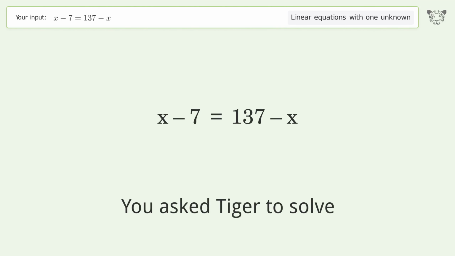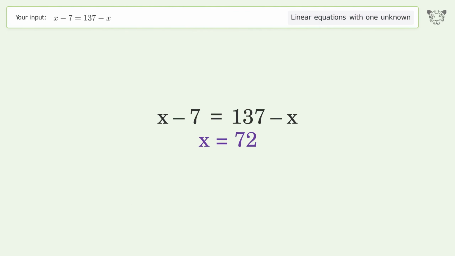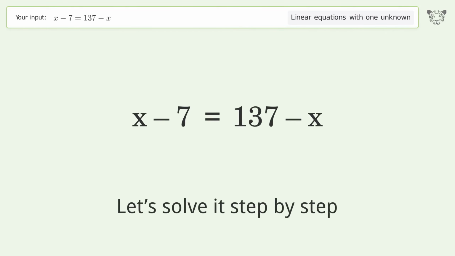You ask Tiger to solve. This deals with linear equations with one unknown. The final result is x equals 72. Let's solve it step by step.